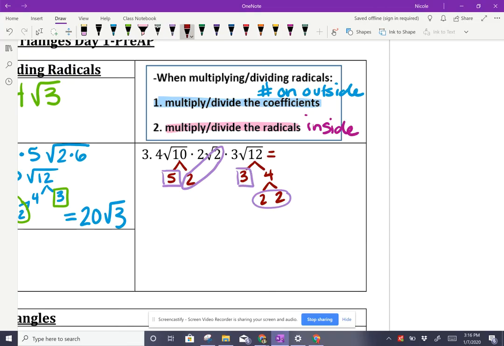So everything on the outside is going to be 4 times 2 times 3. Those are from our original radicals on the outside. And then I have 2 and 2. And then I'm going to multiply 3 and 5 under the radical. So now we go through and work this out. 4 times 2 is 8. 8 times 3 is 24. 24 times 2 is 48. And 48 times 2 is 96. So 96 and 3 times 5 is 15.